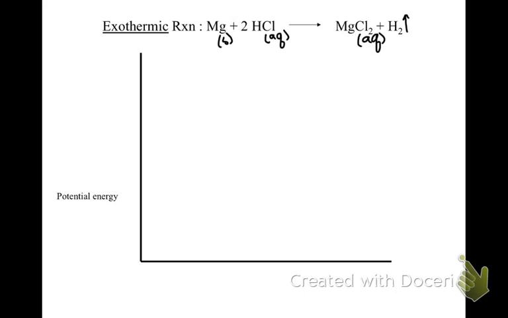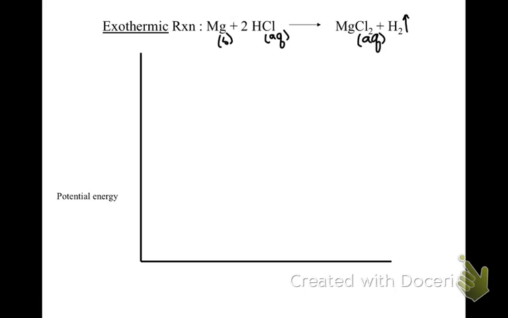This is an example of an exothermic reaction. You guys are actually going to do this reaction, and since it's exothermic, that means we can expect it to release energy. So this one releases a lot of heat as it happens. So not only does it release hydrogen gas, but it releases a lot of heat. So we have a graph here of potential energy.